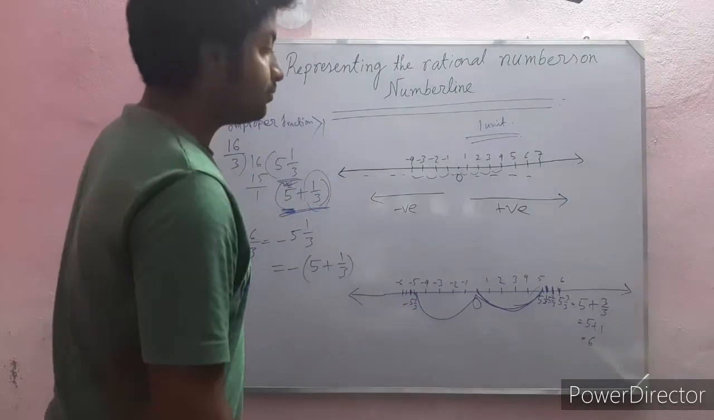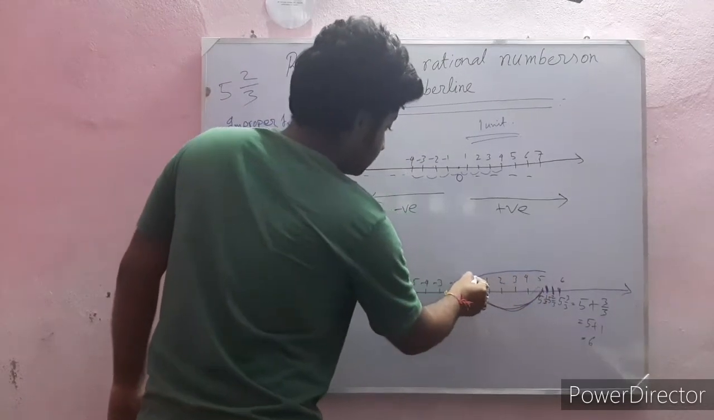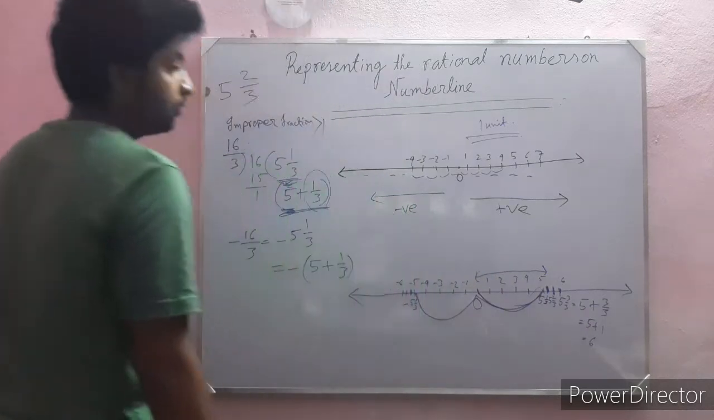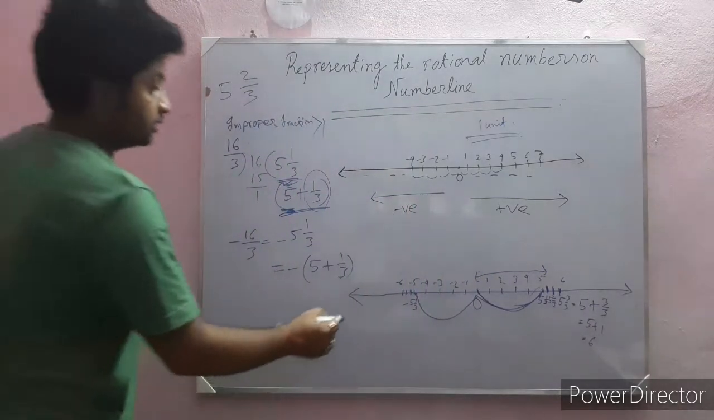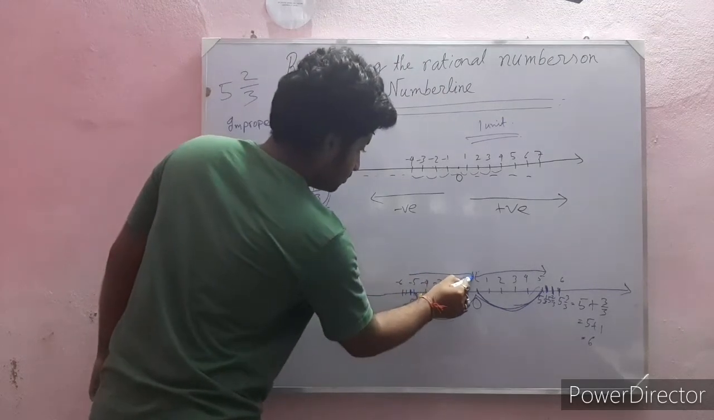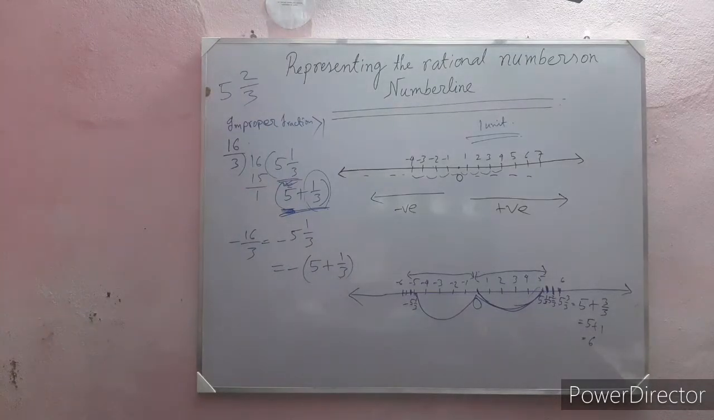Okay, so the length is 5 full 1 by 3, and this is minus 5 full 1 by 3. Okay.